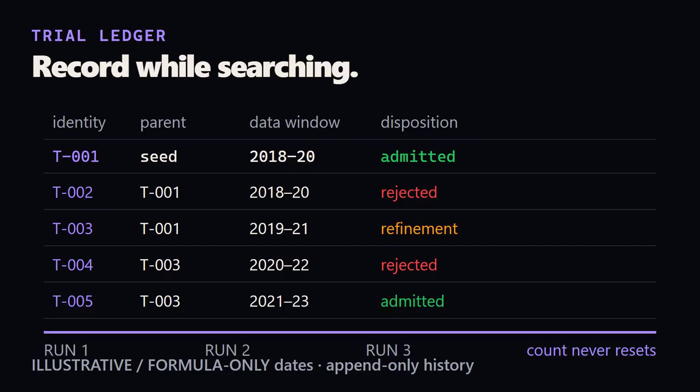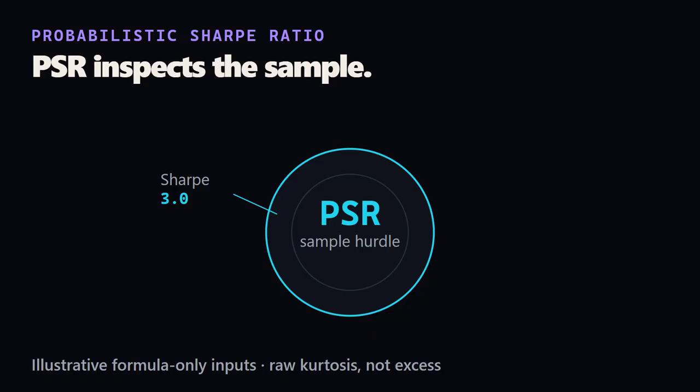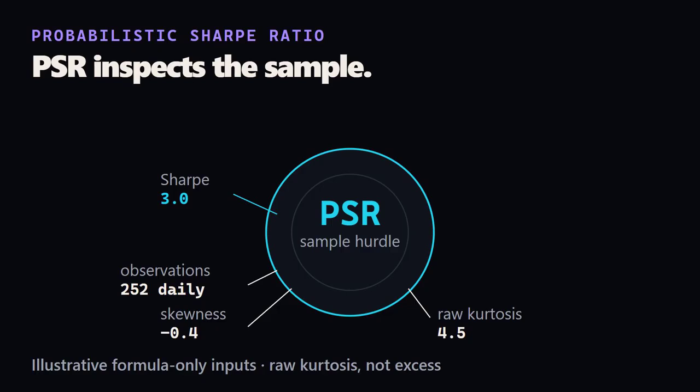Now separate two tests. The probabilistic Sharpe ratio, or PSR, asks how confidently the observed Sharpe clears a chosen hurdle, commonly 0. In this implementation, it uses the number of observations, sample skewness, and raw kurtosis to reflect estimation uncertainty and non-normal returns. It does not receive the number of strategies tried. That boundary is easy to miss.